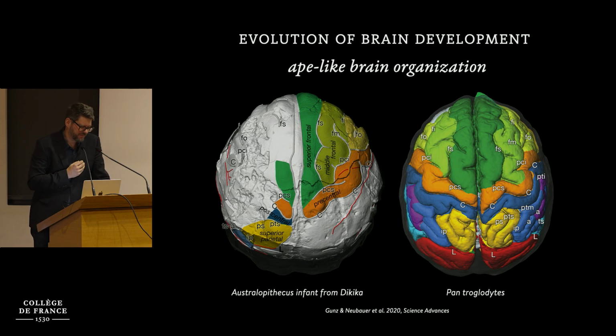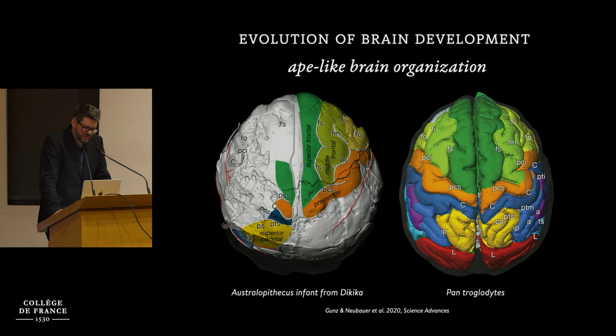What we found is that it has an ape-like brain organization, so it doesn't have some of the derived features that your brain and my brain have, especially not in this inferior frontal sulcus, so it doesn't have a reorganized Broca's area, for example.